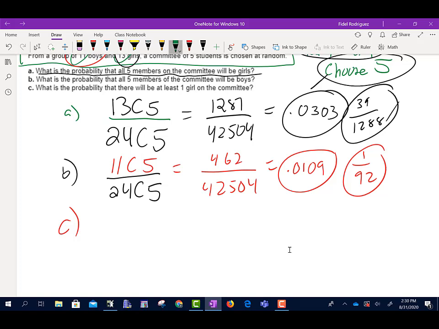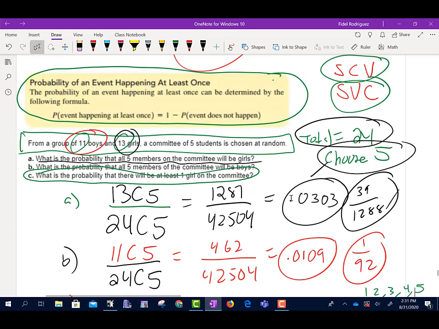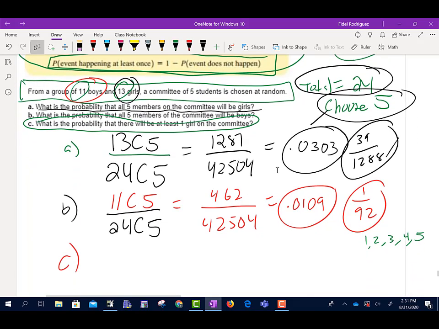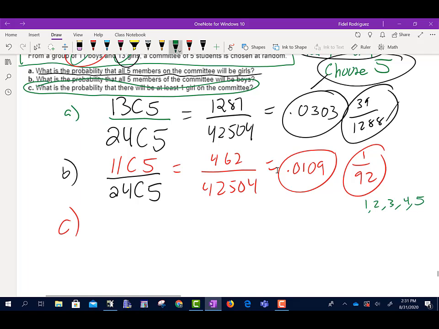Okay, so now let's look at part C. It says, what's the probability that there's going to be at least one girl? So I want you to think about what at least one girl means. At least one girl means that there could be one girl, or 2 girls, or 3 girls, or 4 girls, or all 5, right? At least one means that there's one, if not more, okay? So the formula that we had right here says the probability of an event happening at least once is 1 minus the probability that it does not happen. So what do I mean by that? Remember, these were all girls here. These were all boys, okay?